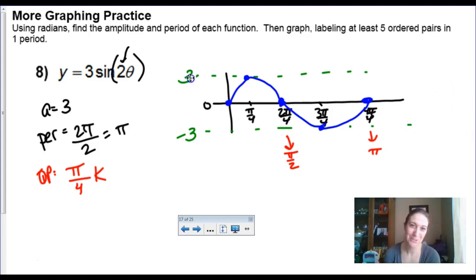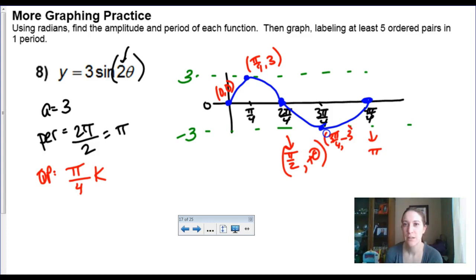Alright, so now I have to write out these ordered pairs. This is (0, 0). This is (pi over 4, 3). This guy is (pi over 2, 0). Not negative 0, 0. This one is (3 pi over 4, negative 3). And this one here is (pi, 0). Whew. It's ugly handwriting even for me.